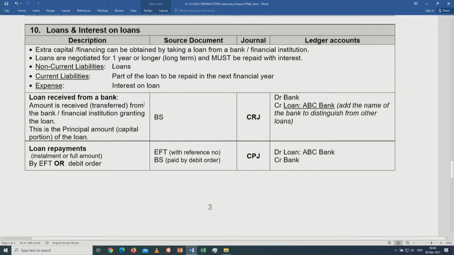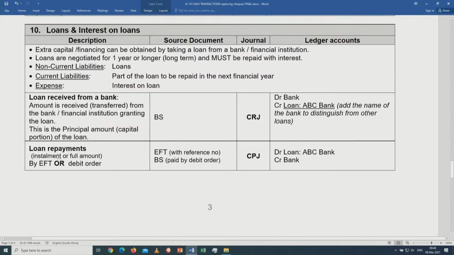So loans received from the bank, you see them in the bank statement. The amount is received and transferred from the bank or the financial institution granting the loan, and this is the principal amount or capital of the loan. Then you can see that in the bank statement. Then you record it under the cash receipts journal. In the ledger, you will debit your bank, and then you will credit your loan account.